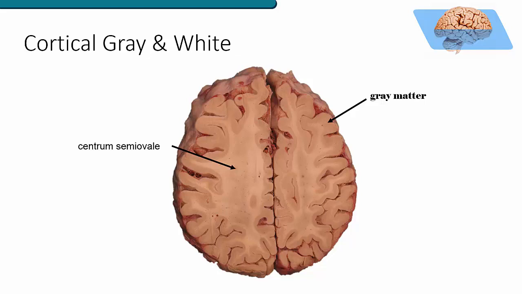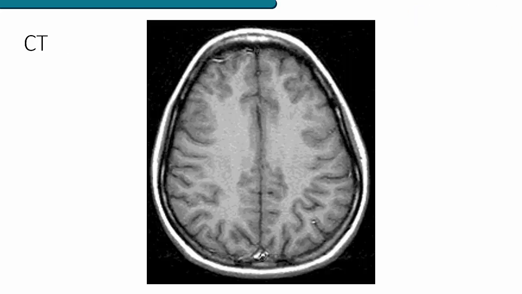When we're looking at a horizontal slice like this, or a horizontal image on CT or MRI, we're going to call this a mass of white matter the centrum semiovale. Here's a CT image of approximately the same slice. Can you recognize the gray and white matter here? And here we have the labels.